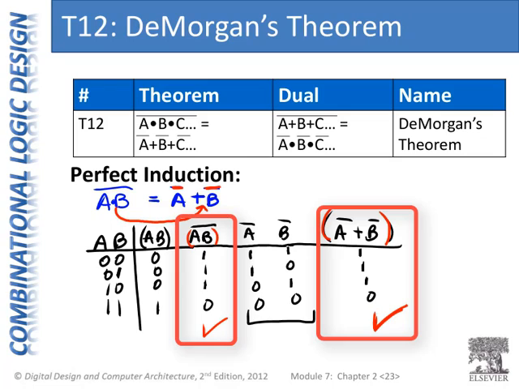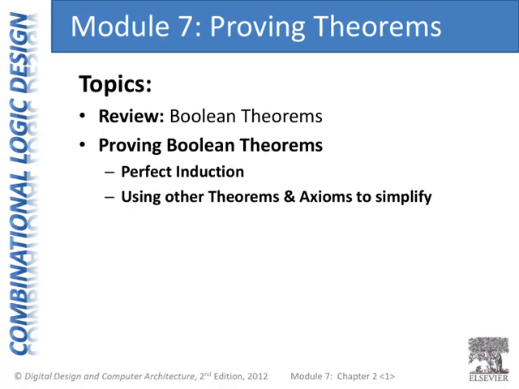And we could use the same method to show that the dual version of DeMorgan's theorem is true. So to recap, in this module, Module 7, we've shown that we can prove that Boolean theorems are true or valid by using either perfect induction or by using other Boolean theorems and axioms to simplify and manipulate the expressions to show that the left side is in fact equal to the right side.